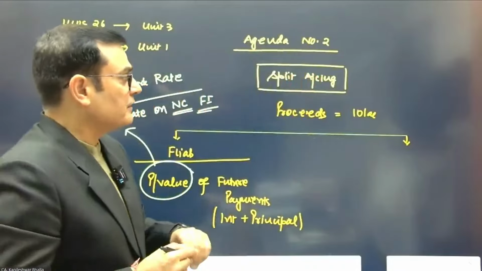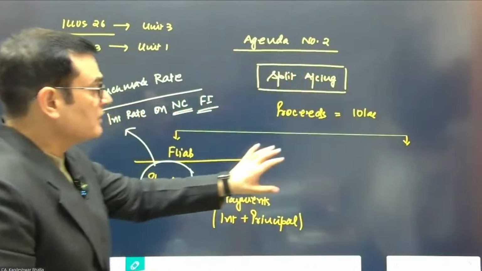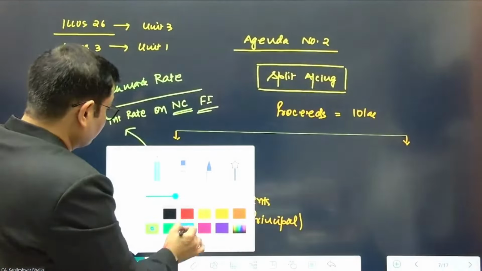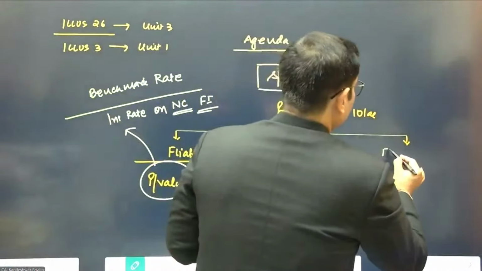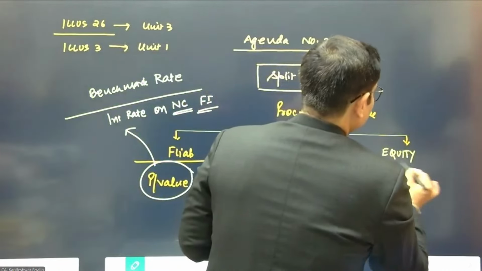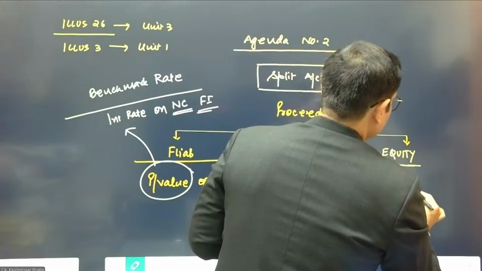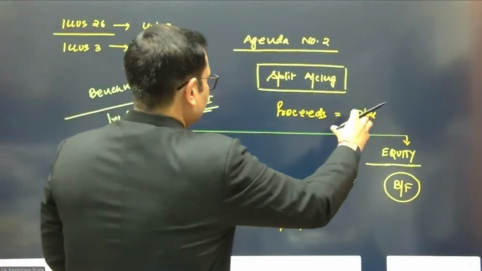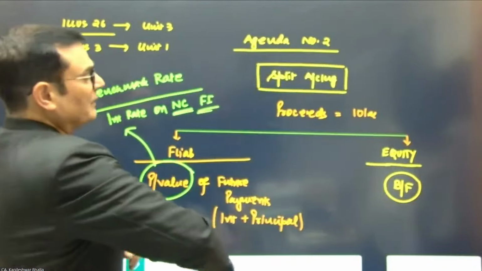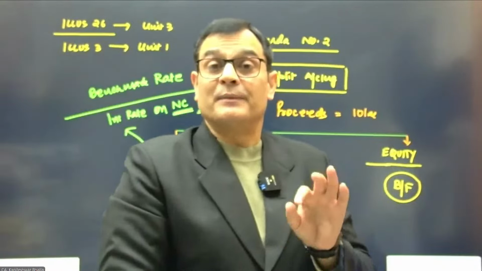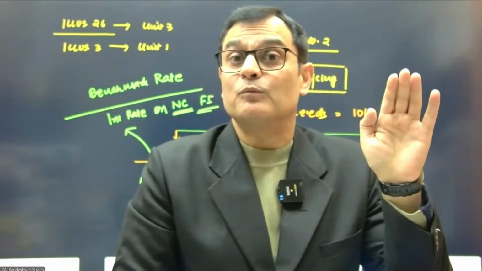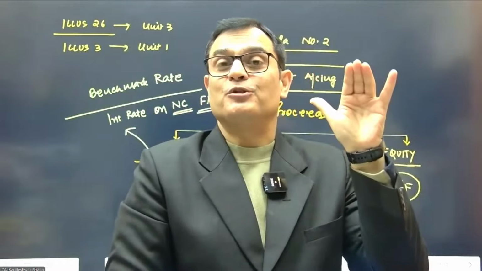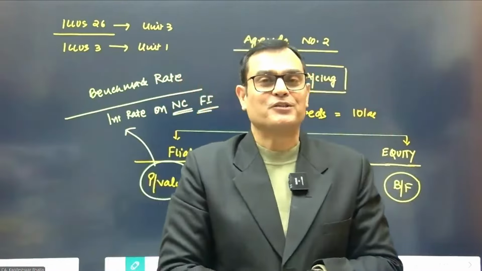So imagine if the proceeds are 10 lakhs and you discount this money, you will get a figure less than 10 lakhs for sure. And if you get a figure less than 10 lakhs, I am going to take a balancing figure, and that balancing figure represents the equity component of the instrument. So when you segregate the proceeds of 10 lakhs, you get a balancing figure which is equity. So my entry is bank debit with the proceeds, financial liability credit with the present value of future payments, and you get equity as a balancing figure.